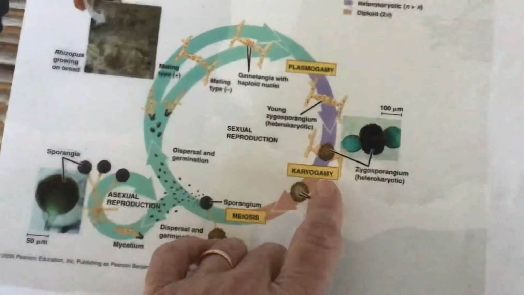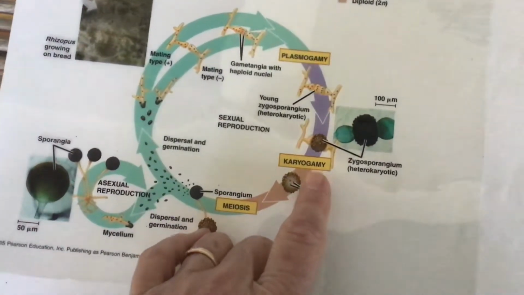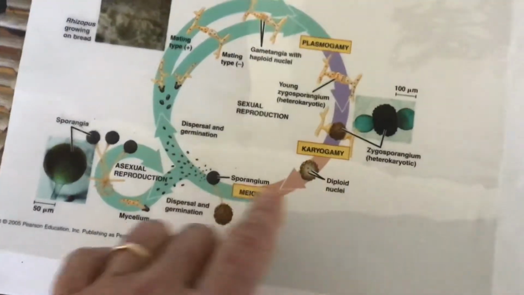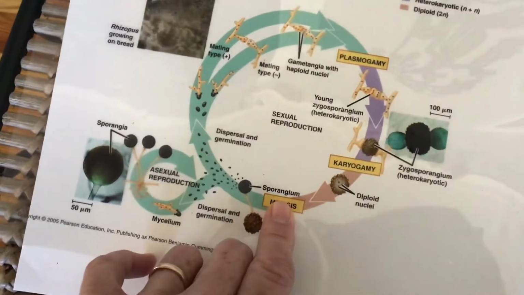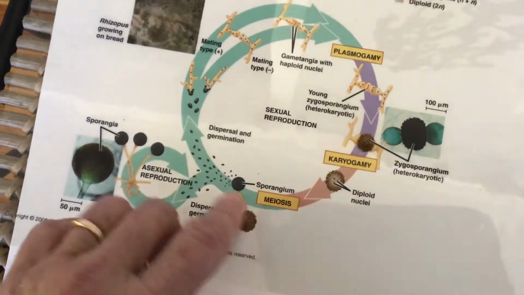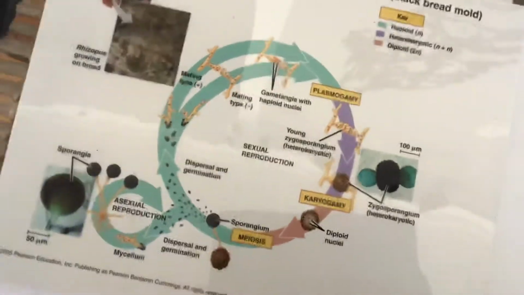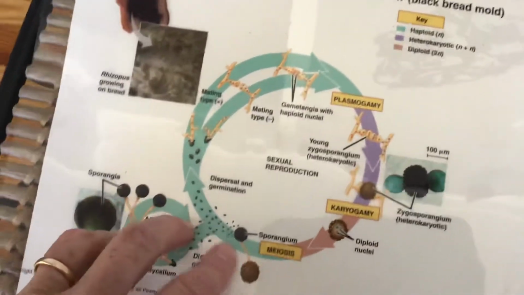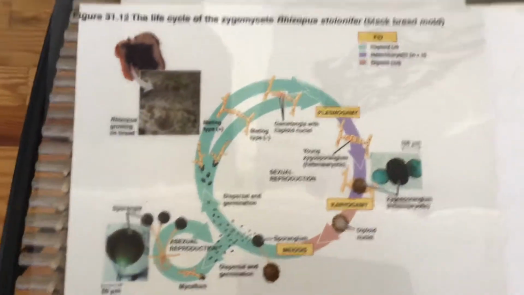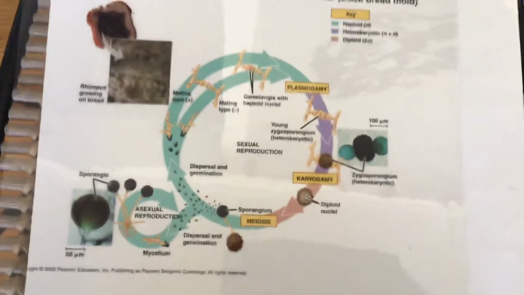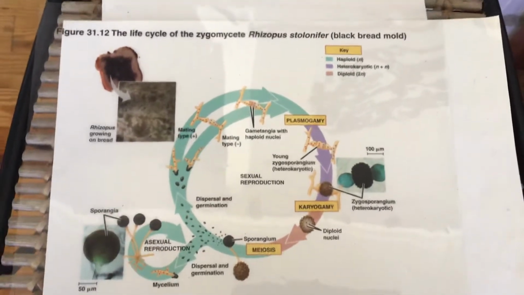But after a time, of course, karyogamy, that is, the nuclei are going to fuse, form diploid nuclei, which will undergo meiosis and produce spores that are going to come out and either do this asexual life cycle again on another piece of bread, or they will go off in the wind and find some other food source. All right. So basically, that's that life cycle.